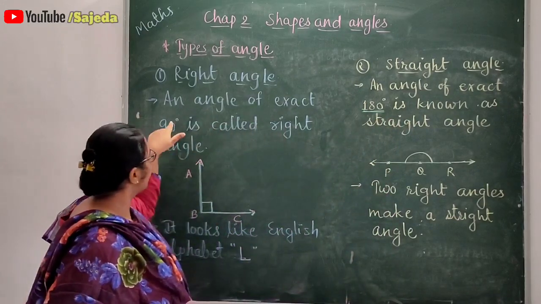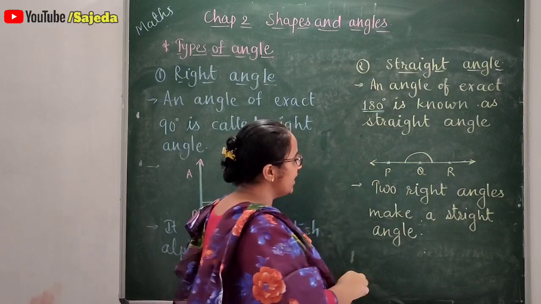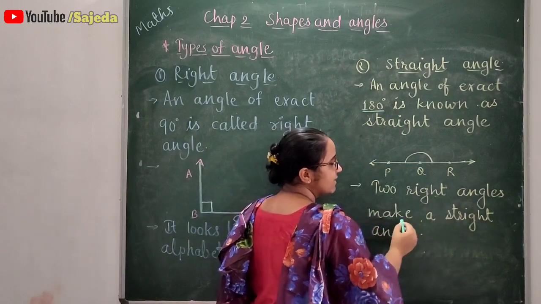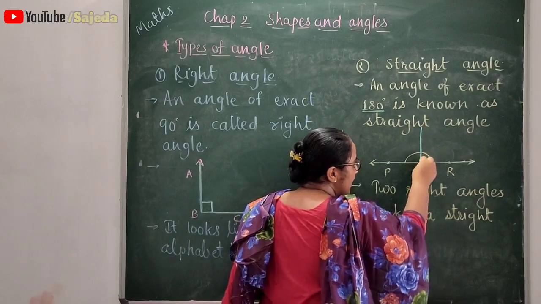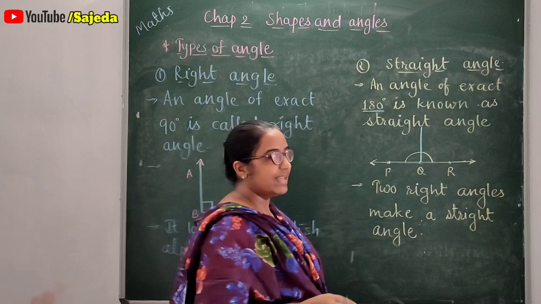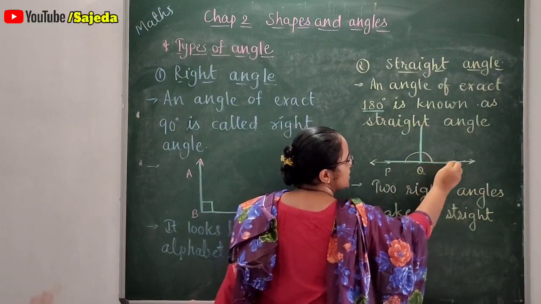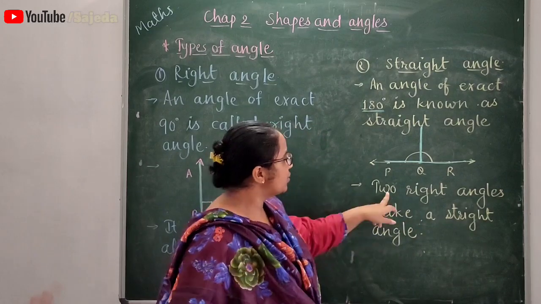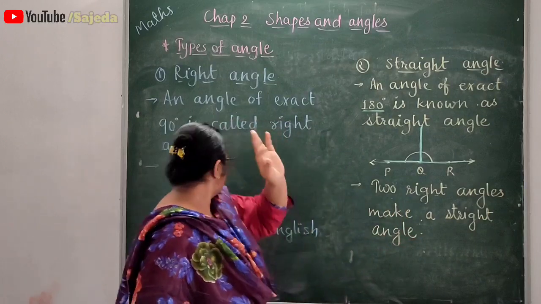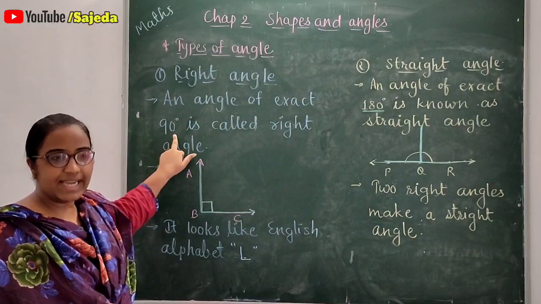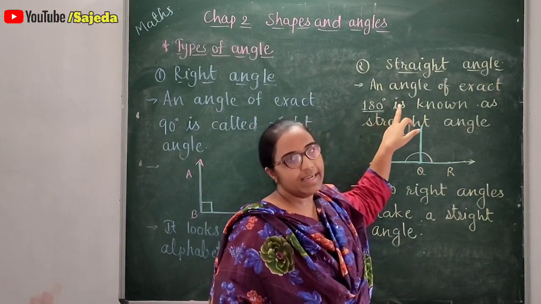Now the right angle is 90 degrees and the straight angle is 180 degrees. So here you can say that two right angles make a straight angle. If I divide this angle into two equal parts, you can see that there are two L's, this one and this one. So we can say that two right angles make a straight angle. The right angle is exactly 90 degrees, and the straight angle is exactly 180 degrees.